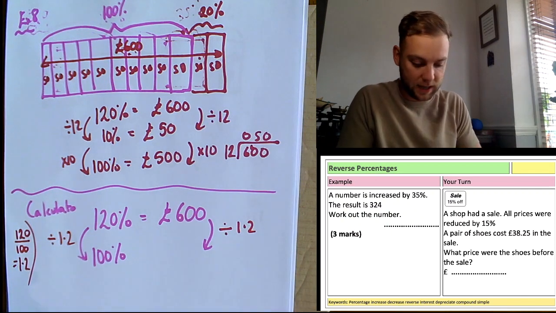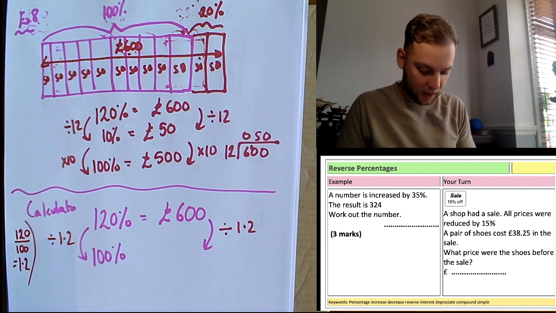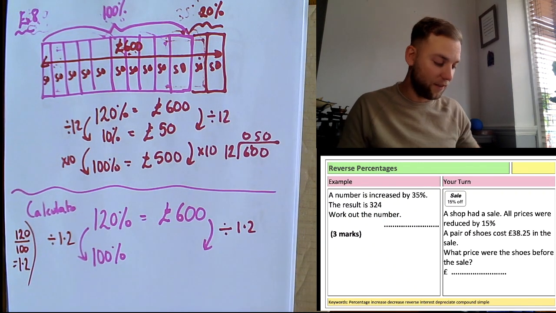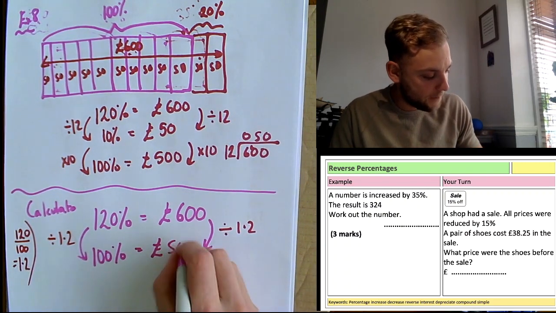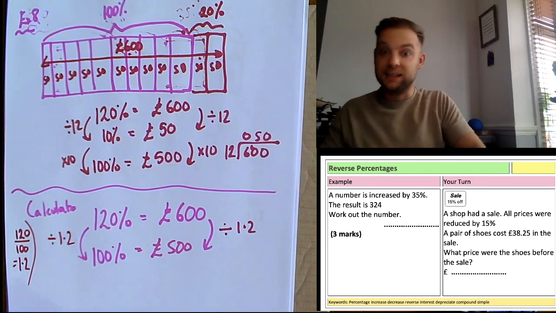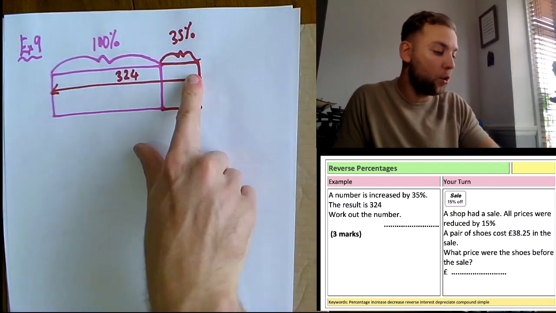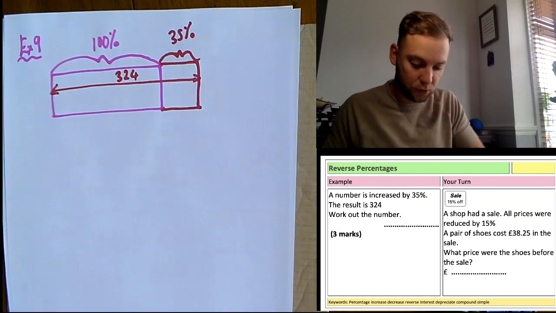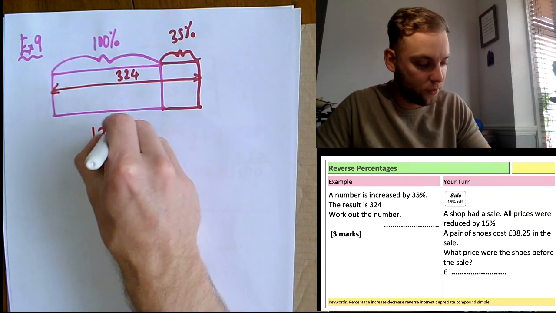And I'll just show you that. So here we've got 600 divided by 1.2 gives me 500. So straight back to there. So if we divide by my multiplier, it's much easier. So let's have a look at that then. So with this one here, we know that 135% is equal to 324. So that's my starting point.